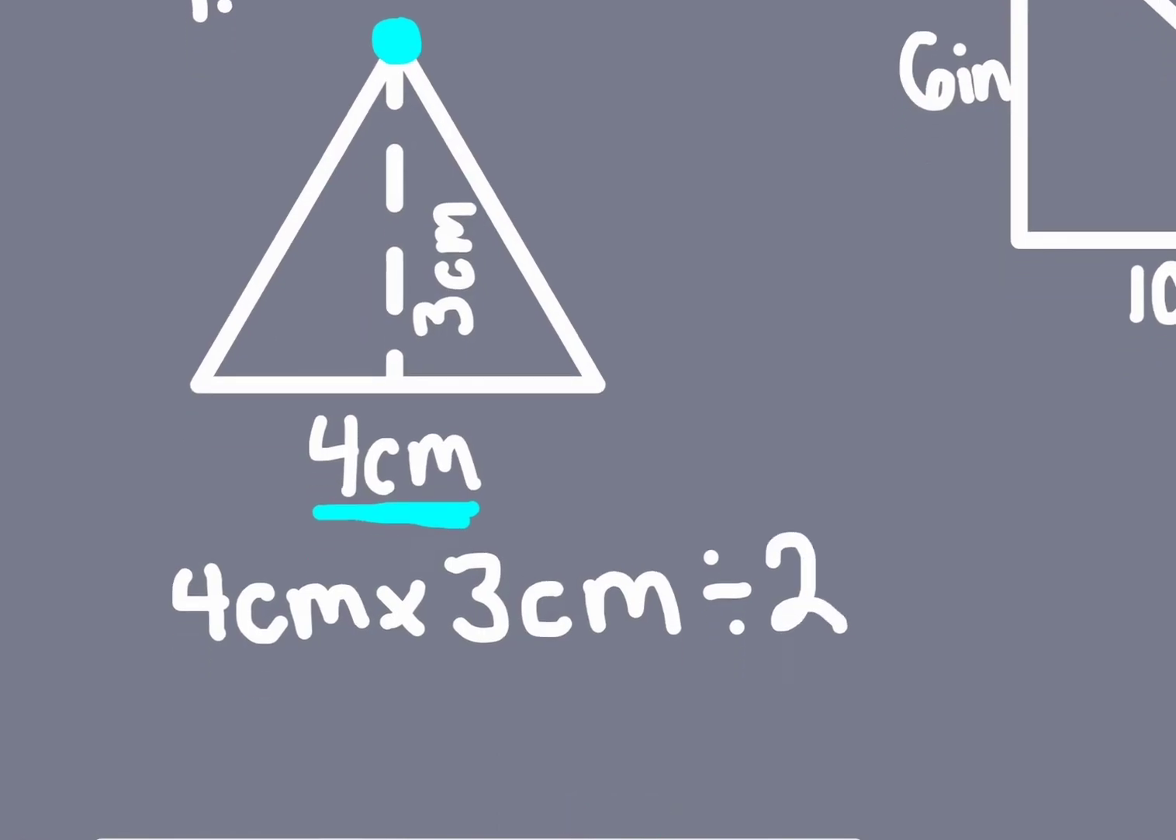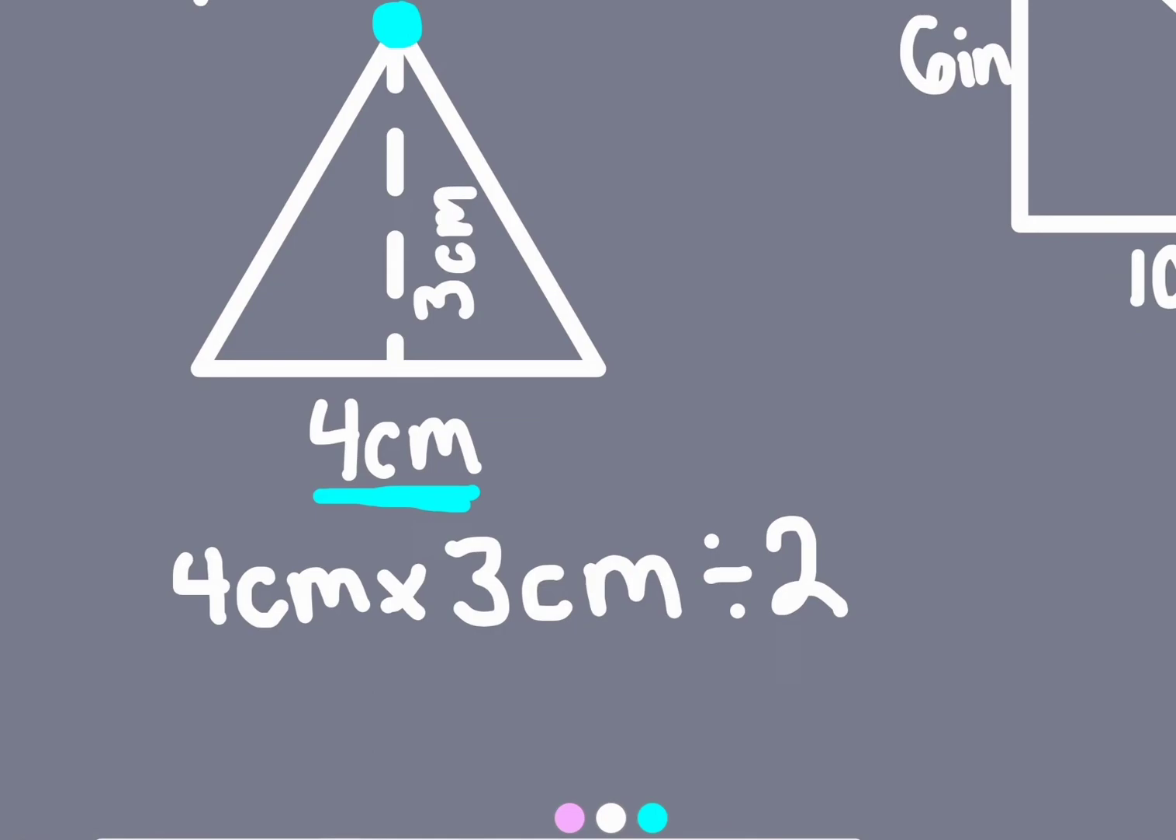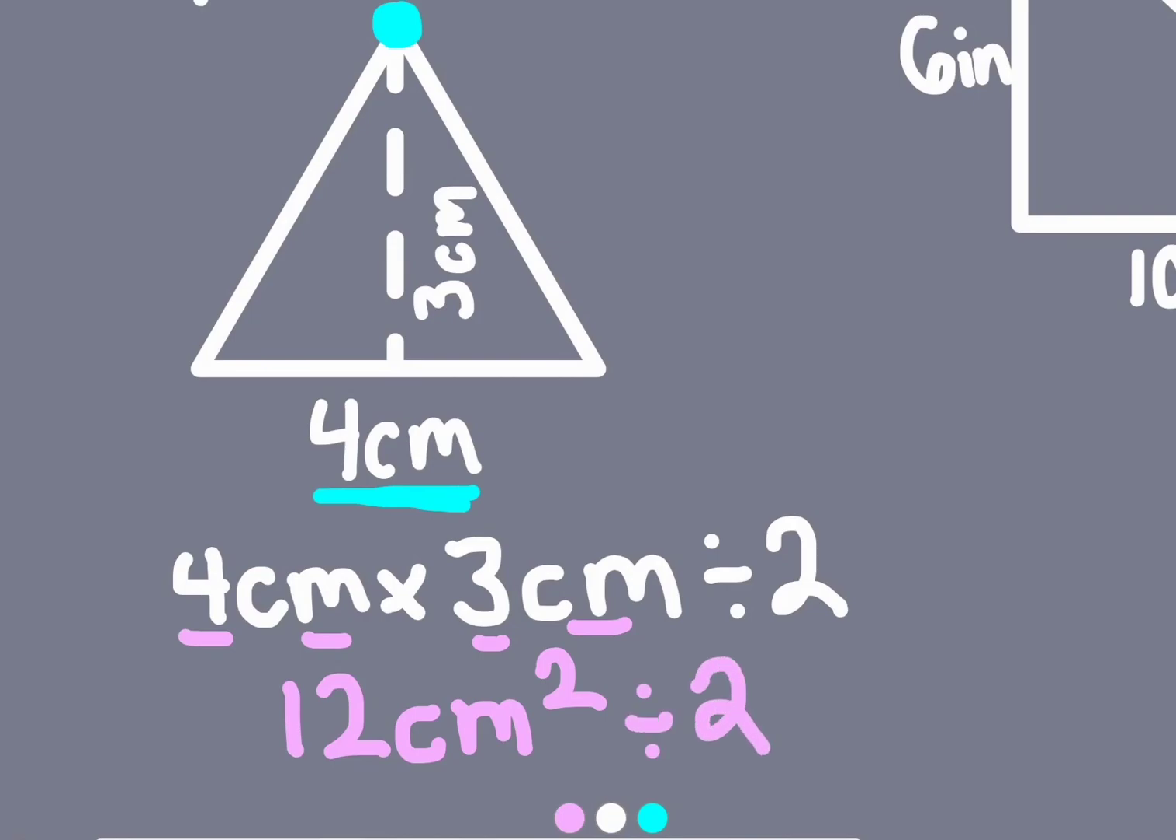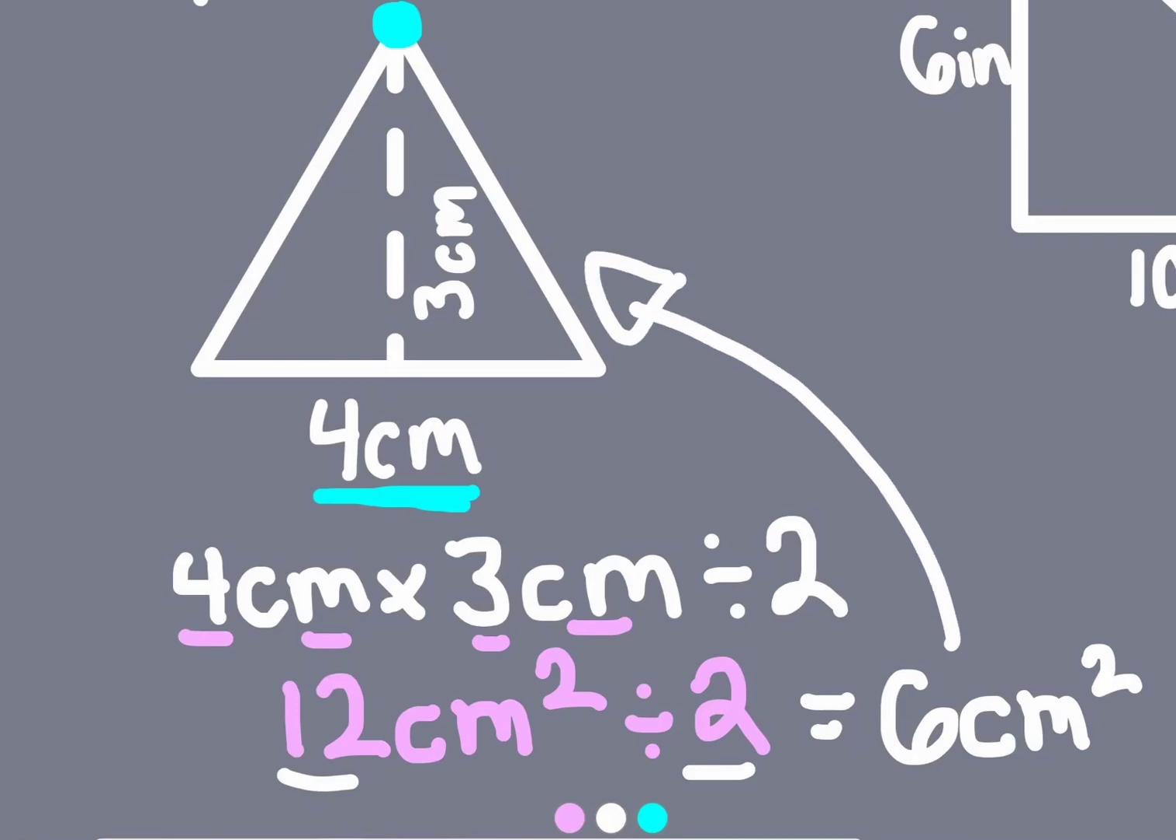So let's work through how we'd figure out this problem. We're going to multiply our numbers. 4 times 3 is 12. And area is going to be centimeters squared because you're doing centimeters times centimeters, which is centimeters squared. And then you're going to divide your answer by 2. So the 2 doesn't have a unit with it, so you're just going to do the 12 divided by 2 is 6, and you're going to keep your centimeters squared. So if you were to talk about your area of this triangle, it is 6 centimeters squared.